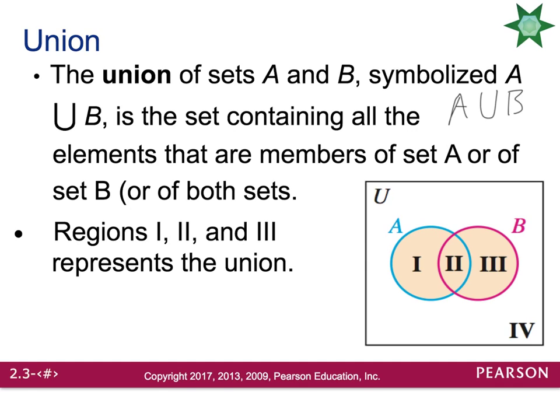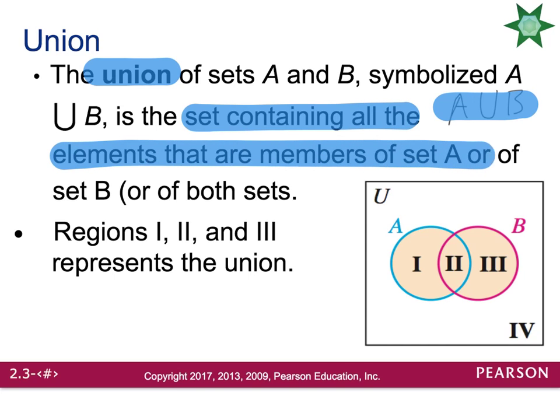Okay, let's talk about union of sets. When we talk about the union of sets A and B, we use the symbol A ∪ B. It's the set containing all the elements that are members of set A or of set B, or of both sets. So what we're looking at in this case, for our standard Venn diagram, is region 1, which is the ones that are just in A, region 2, which are the elements that are in A and B, and region 3, which are ones that are just in B. So all three of these regions together would give us A or B. In other words, anything that's in either one of these sets, or in both, that would be the union.